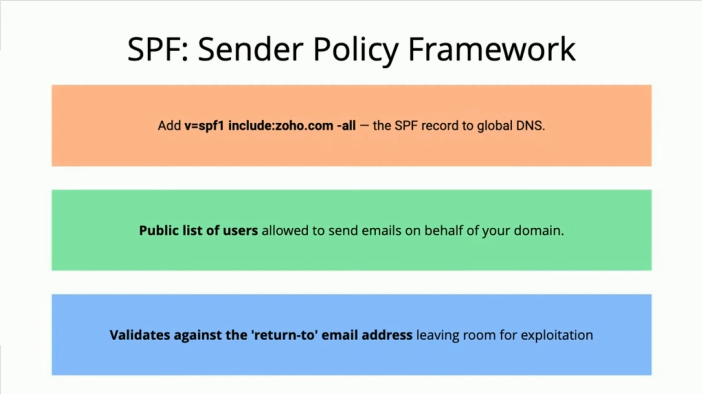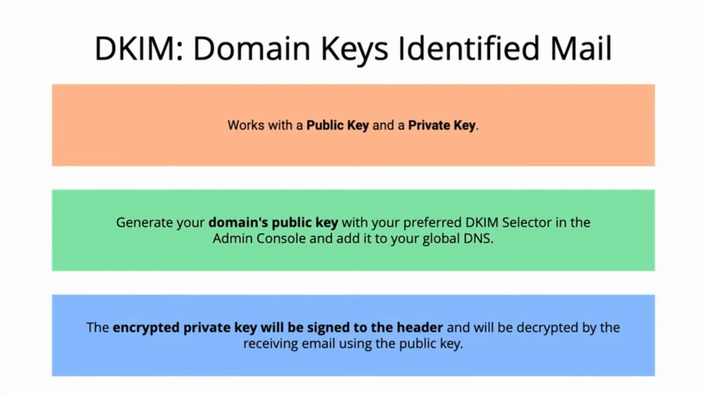This is where DKIM comes in. It makes sure that your emails don't get tampered with on their way before delivery. So, how does DKIM work? DKIM has two different keys, one public key and one private key. You can easily generate your domain's public key with your preferred DKIM selector in the Zoho Mail admin console.